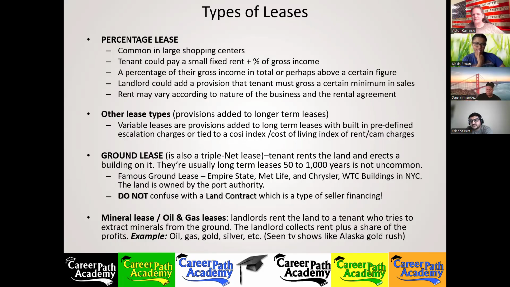So these are different ways that landlords could structure these commercial and industrial leases. Now, a ground lease is a form of triple net lease. The tenant rents land. They're renting the raw land. There's no building on it. And then they erect their own building on the raw land.